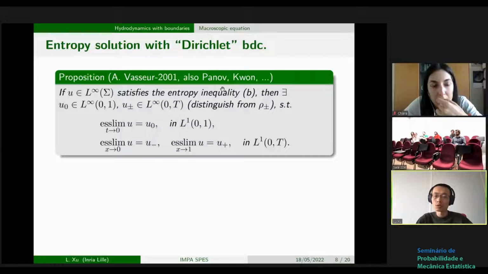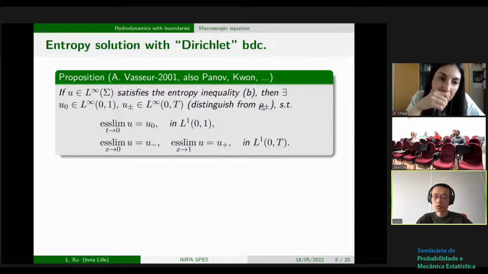So this is all PDE people, there is a serious work on this. And finally, they prove an amazing result: if U is an L infinity function, and the important thing is it satisfies the entropy inequality inside the domain, then it has strong boundary trace. What does it mean? It means that I have a U0 which is an L infinity function in space, and U plus minus is an L infinity function in time.